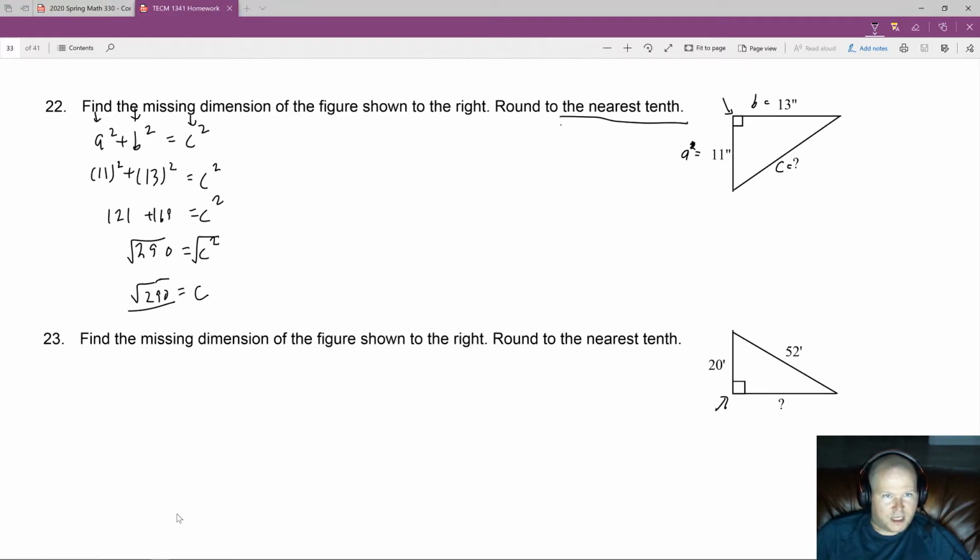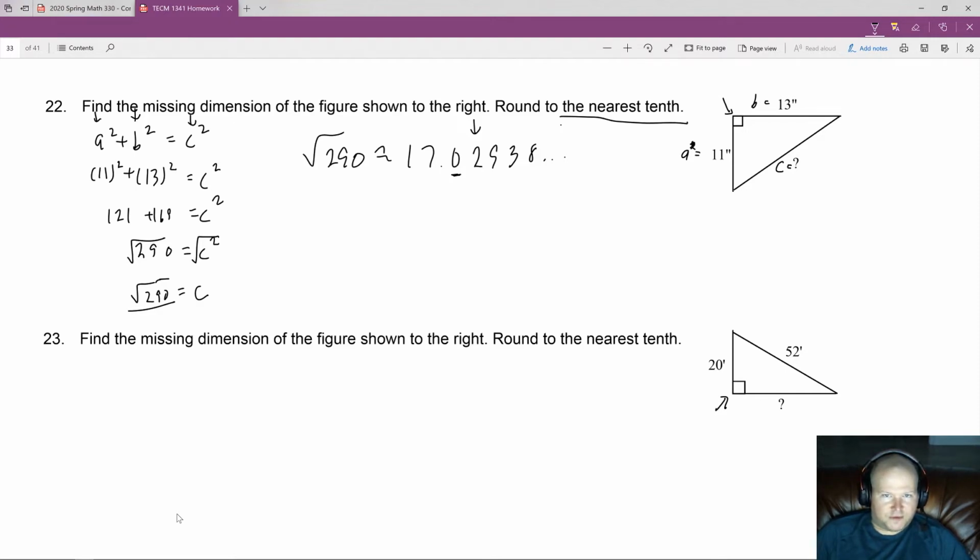The square root of 290 is approximately 17.02938, on and on and on. Now, since I'm only interested in rounding to the nearest tenth, I'm going to look at the tenths place, which is a 0, and to the right of the tenths place is the hundredths place, which is a 2.